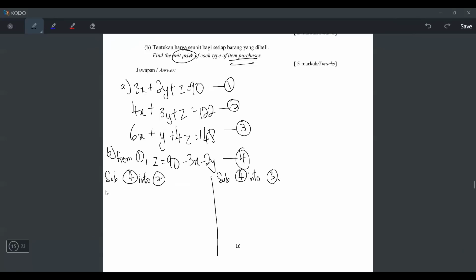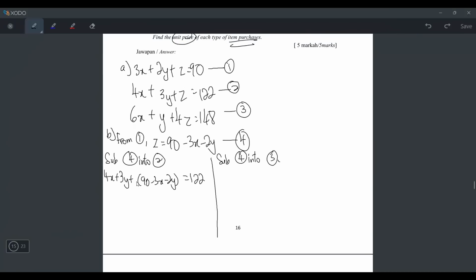What is equation 2? 4x plus 3y plus z equals 122, and z is 90 minus 3x minus 2y. So now you can try to do this. 4x minus 3x is x, 3y minus 2y is positive 1y. 90 you can throw there, comes 122 minus 90, which is 32. So that's my equation 5. Let's go to this. Sub 4 into 3.